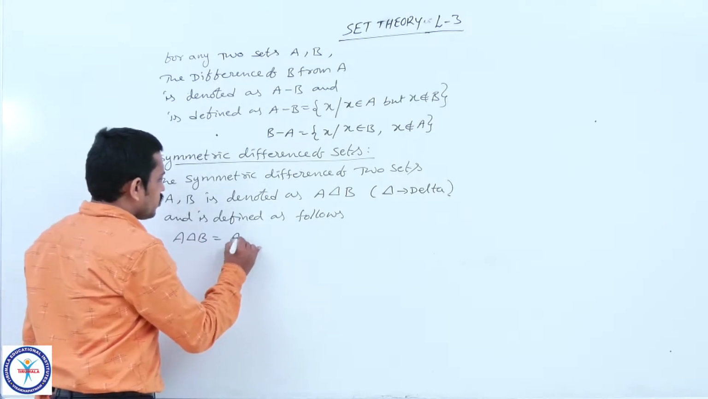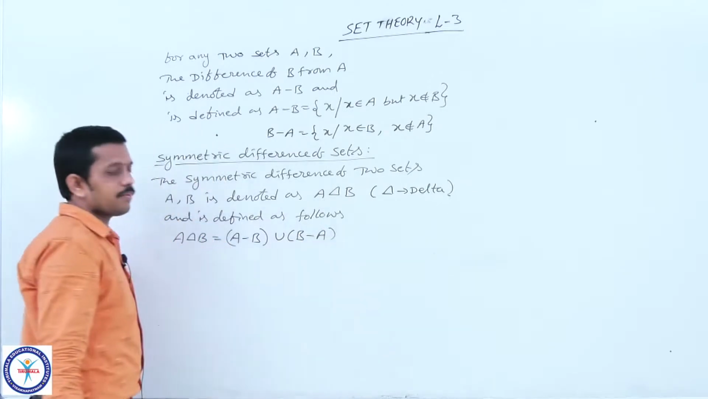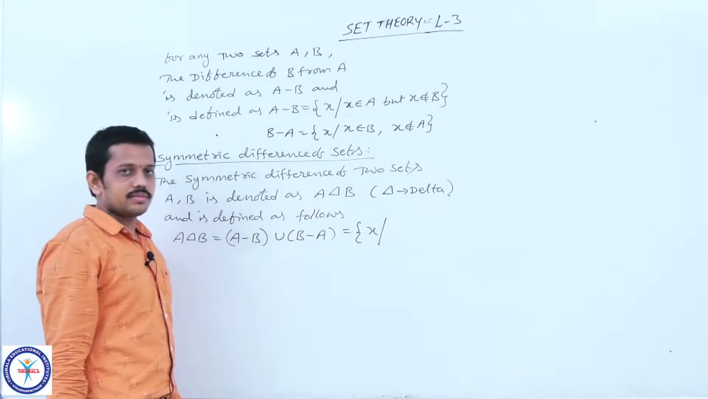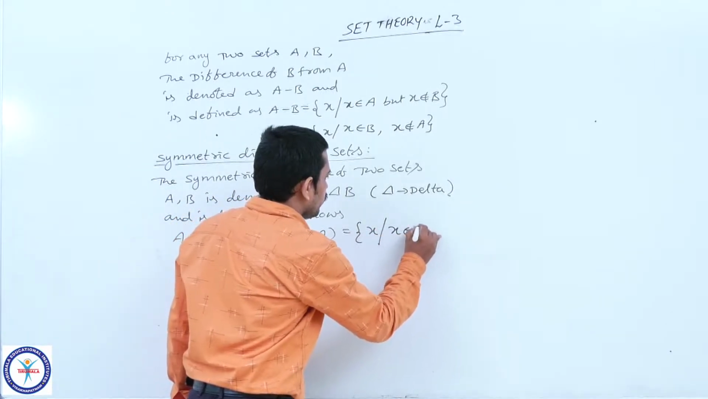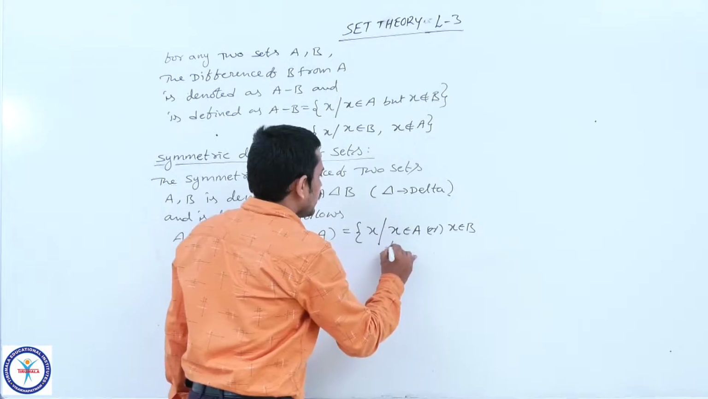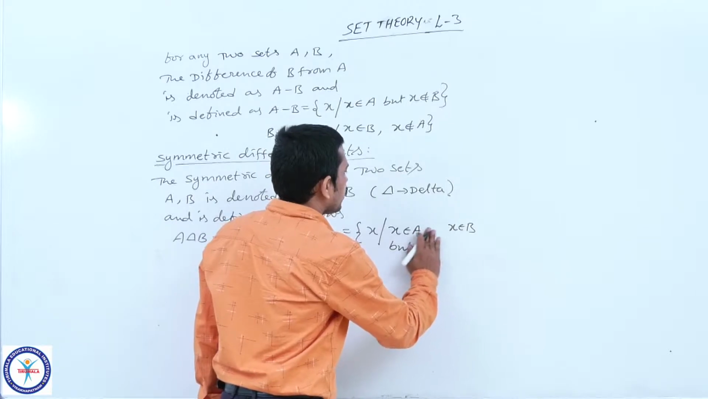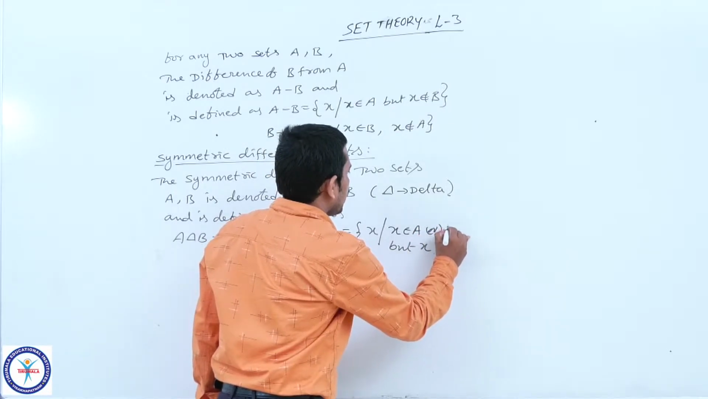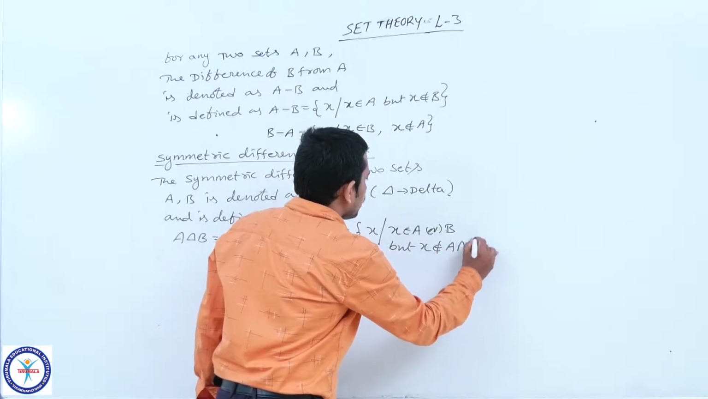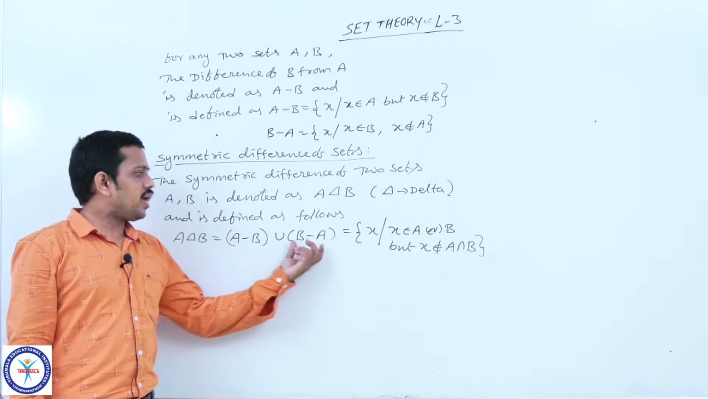A delta B is equal to A minus B union B minus A. That is, in set builder form, we can represent it as the set of all x such that x belongs to A or x belongs to B but x does not belong to A intersection B. Here it means A minus B union B minus A.